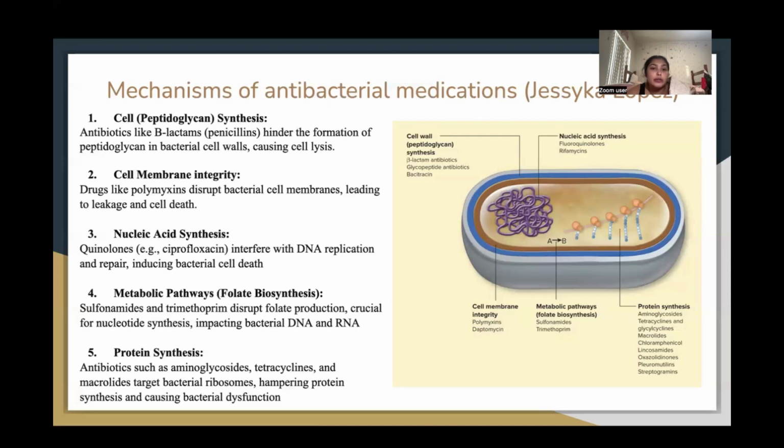Sulfonamides and trimethoprim disrupt folate production, which is crucial for nucleotide synthesis, impacting bacterial DNA and RNA. Antibiotics such as aminoglycosides, tetracyclines, and macrolides target bacterial ribosomes, hampering protein synthesis and causing bacterial dysfunction.